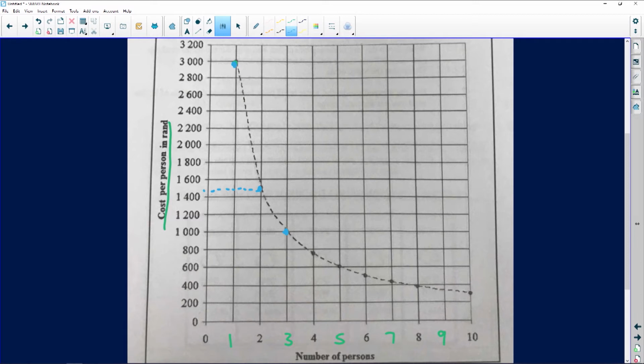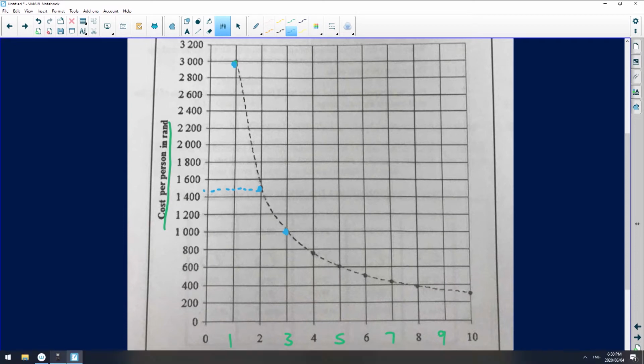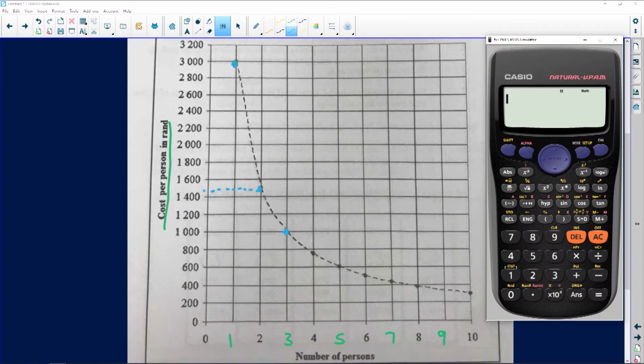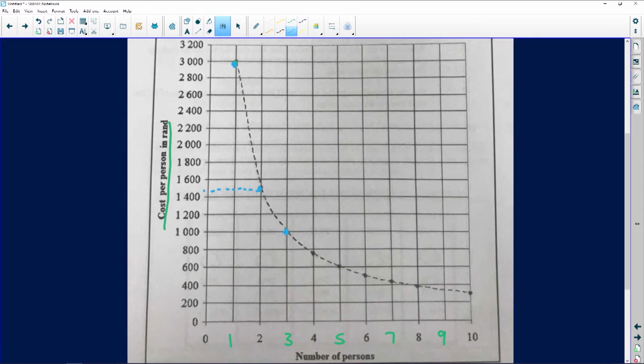If it's 4 people, then it would be a little below 800 Rand. If you want to work that out, let's go and see what that would be. It's 3,000 Rand divided by 4 people, so it would give you around 750 Rand. So if you are curious about what's going on, I've explained that even before we've read the questions.